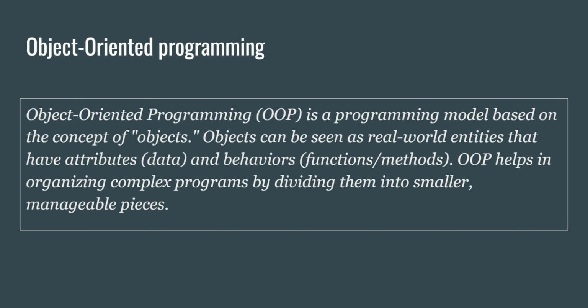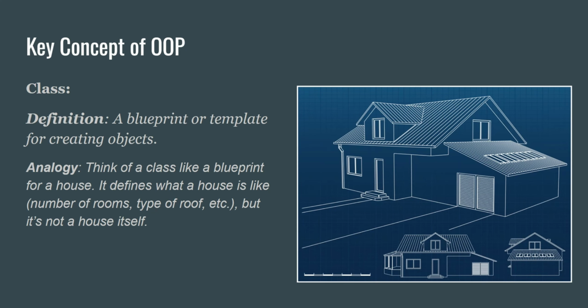Object-oriented programming, the OOPS concept, is a programming model based on the concept of objects. Objects can be seen as real-world entities that have attributes, data, and behaviors like functions and methods. Object-oriented programming helps in organizing complex programs by dividing them into smaller manageable pieces. Well, let's see the key concepts of OOPS.